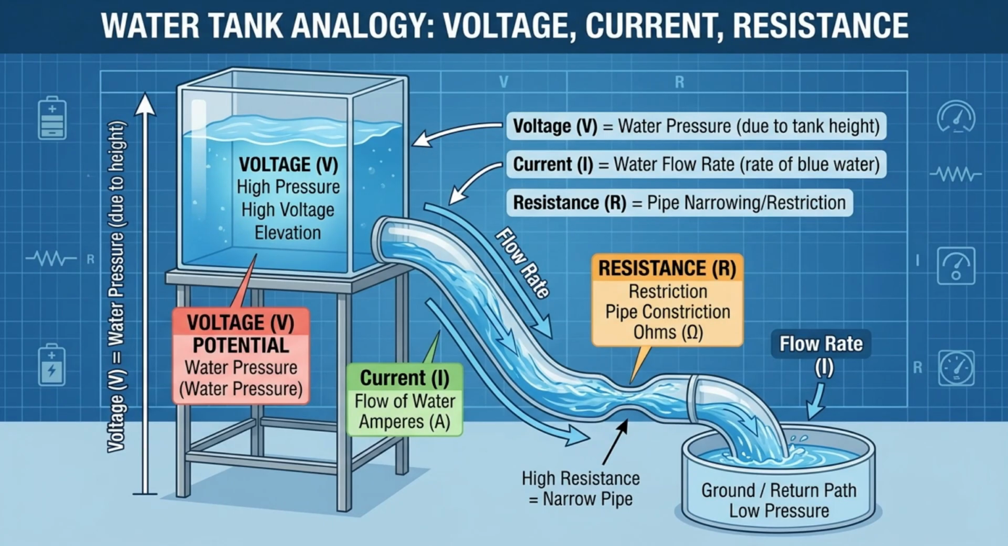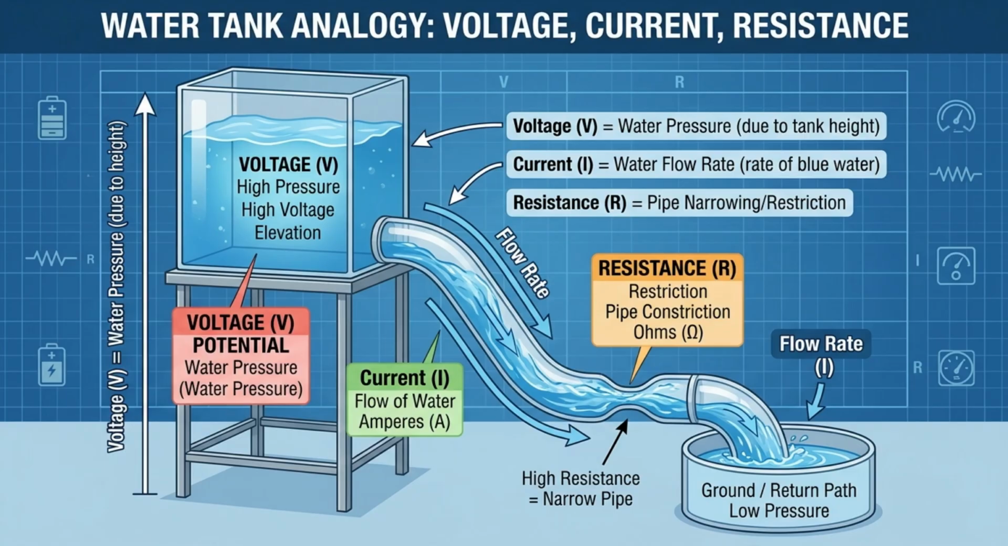A useful analogy is water flowing through a pipe. Imagine a water tank connected to a pipe. The water pressure inside the tank is similar to voltage because it provides the driving force for movement. The flow rate of water through the pipe is similar to electrical current because it measures how much material moves through the system over time. The size and roughness of the pipe represent resistance.